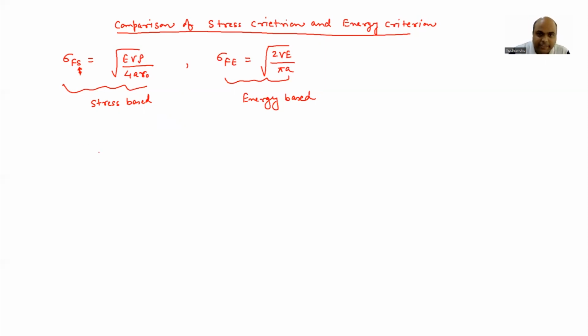Now, if I just equate these two, so let's say compare, we are going to equate, so it is going to be E gamma rho by 4a r naught, and the square root is gone. Okay, so 2 gamma E by pi A. And if I just calculate, the rho is going to be 8. Gamma gamma cancels out. E is gone. So 8 R naught by pi. A is also gone.